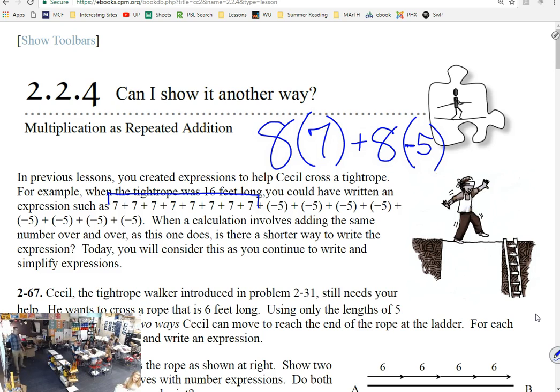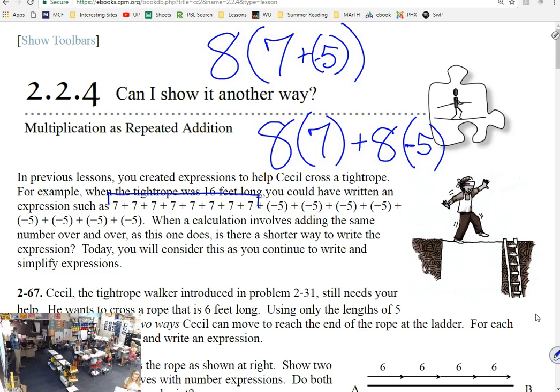If we do 8 of each of these, couldn't I just say 8 moves of 7 positive and 5 negative, and just kind of put it together? Again, my goal is to make your life easy. I want you to write the least amount possible. That's how mathematicians work. We want to be efficient. So this tells me 8 moves, and this tells me the distances that I travel.